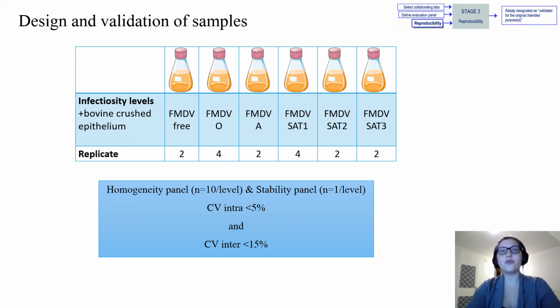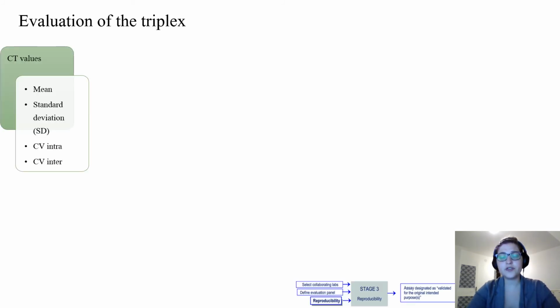Participants were given 4 weeks to return the results. Once all results were received, a stability panel, which was kept together with the homogeneity panels, was tested. The acceptance criteria were validated and the results could be analyzed. If sample statuses are validated, then raw CT values are analyzed for all infectivity levels combined, with means per target, standard deviations, and intra and inter-laboratory coefficients of variation.